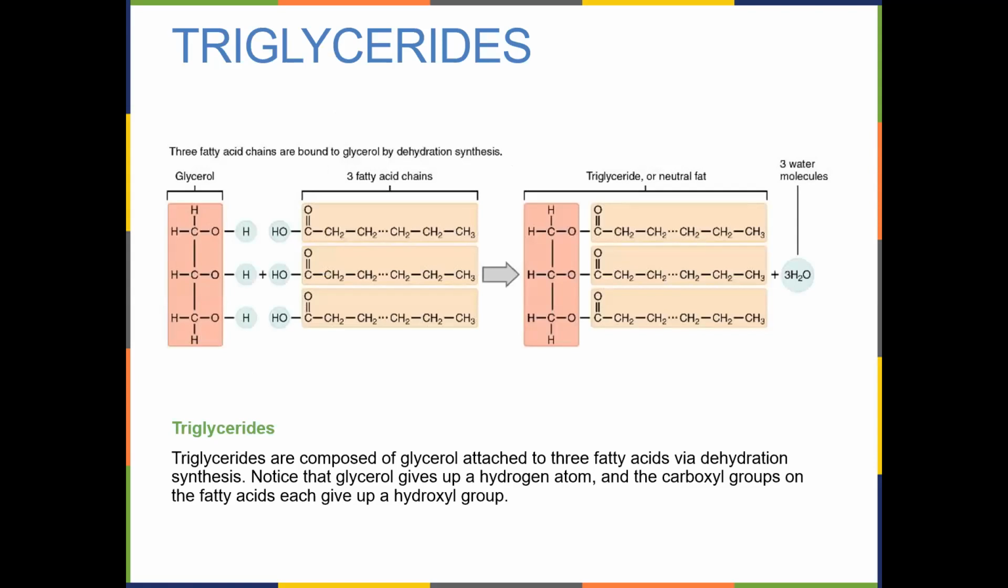This is what a triglyceride looks like. There's your glycerol molecule on the left-hand side with your 3 carbons and your alcohol group attached to it. There are your fatty acid chains, 1, 2, and 3. The alcohol group is on the left end of the fatty acid chain. So you don't worry about that.